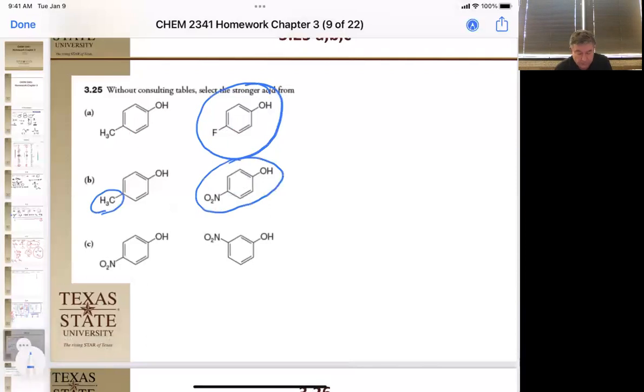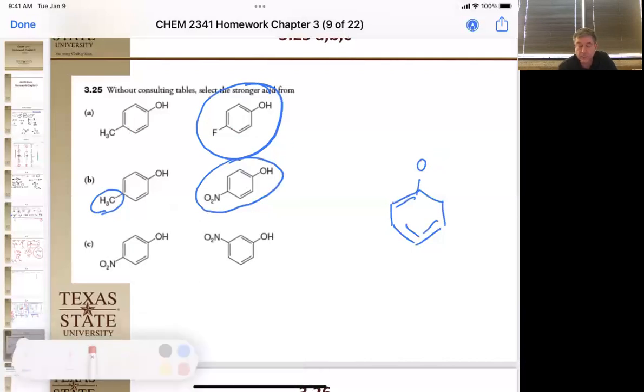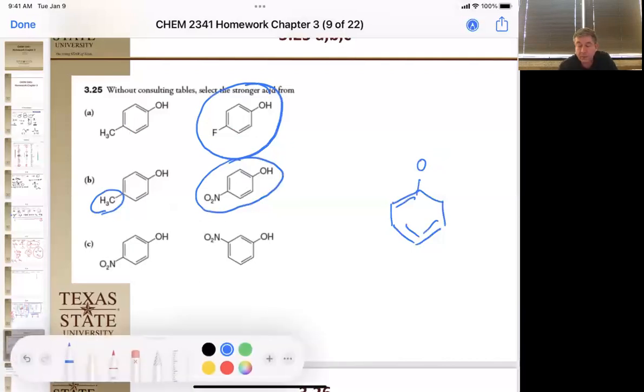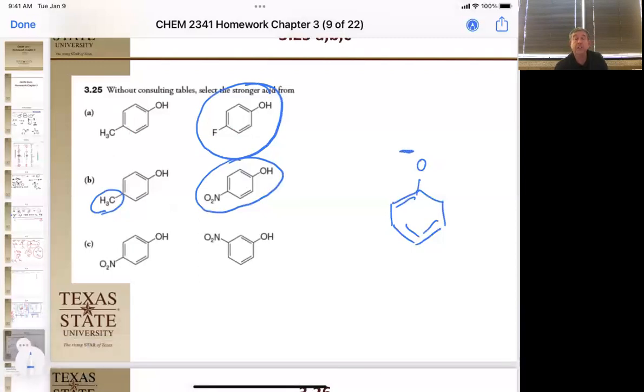Ooh, we have 2 NO groups. Okay, now this is a little harder. So now we have to look at the resonance here, because if we have phenol, OH, and we put a negative charge on it right here, and we want to share that around the ring, what's going to happen?